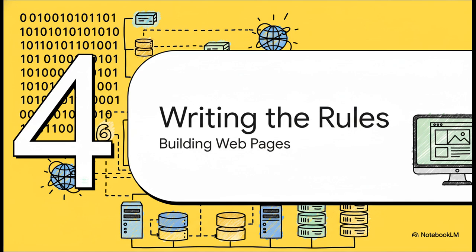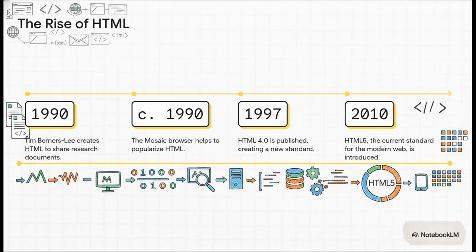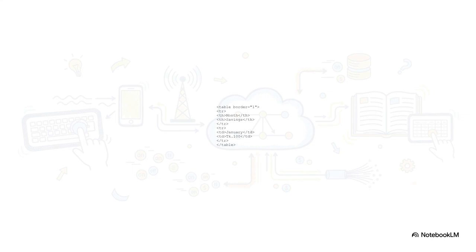Now for the final step, presenting it in a way that actually makes sense to us humans. The language for this is HTML, or Hypertext Markup Language. It was created way back in 1990 by Tim Berners-Lee, and it was just a simple way to share documents. But as you can see, it took off, and it evolved really quickly. Browsers like Mosaic made it popular, and new versions like HTML5 became the standard for the entire modern web we use today.